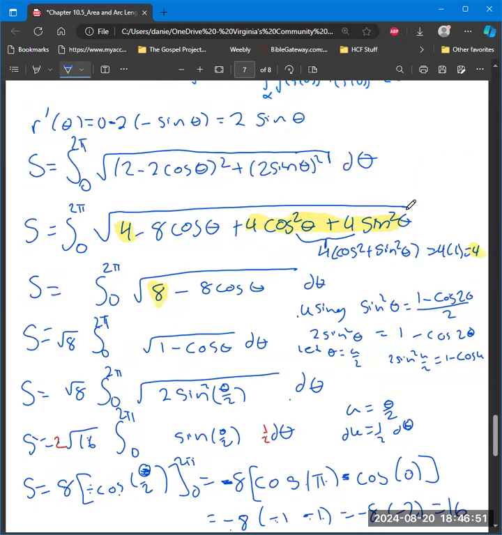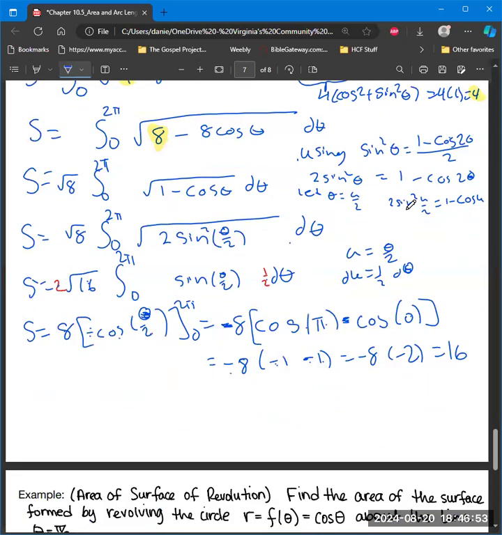And this was arc length. So this is 16 plain old units, whatever those units are, but they're units of length.